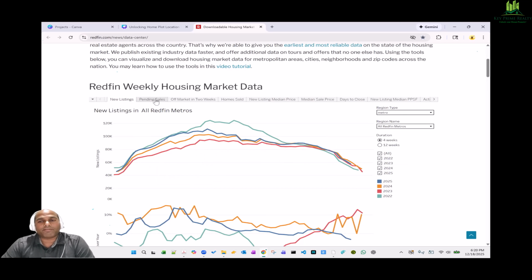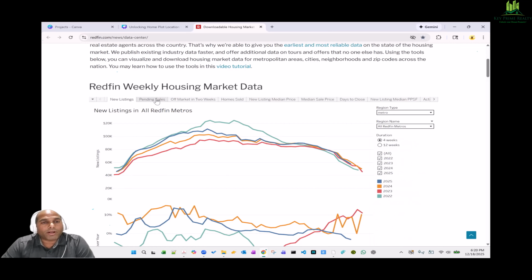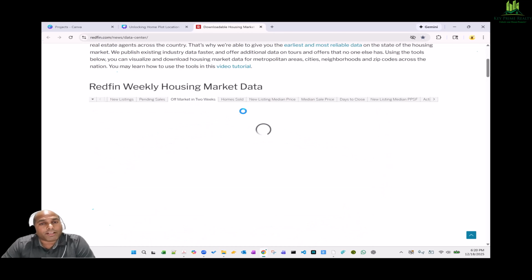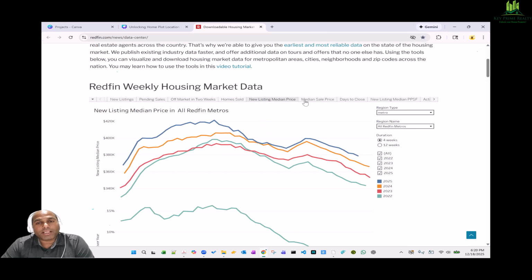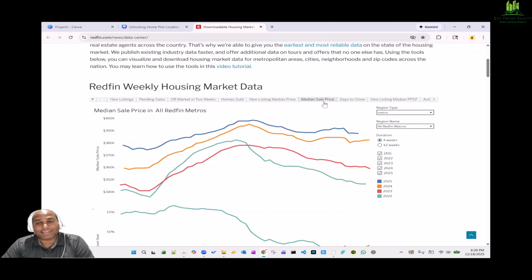Similarly, we have a whole lot of data elements, and these can be filtered at county level as well as metro level. For metro level, if you're interested in Greater Boston, you can just filter it, and then you should be able to draw these charts. So that's new listings, and you have a whole lot of data available here: pending sales, off market in 2 weeks, homes sold, listing price, and then median sale price.